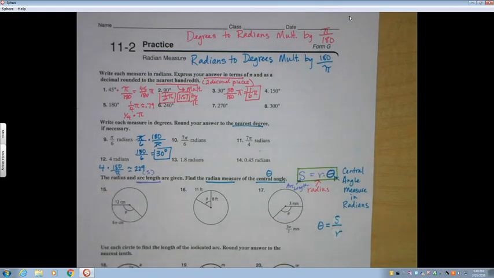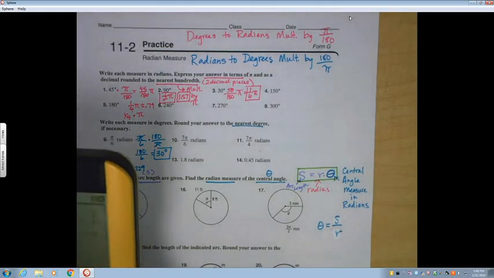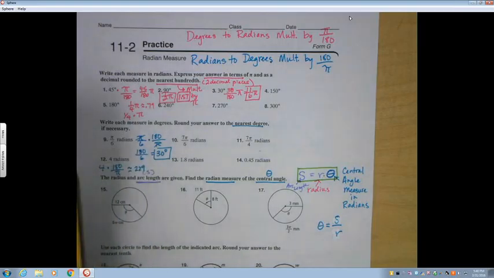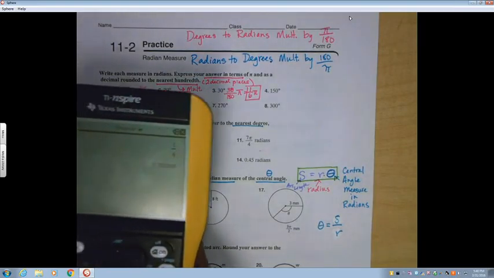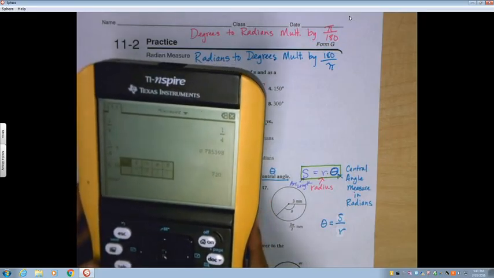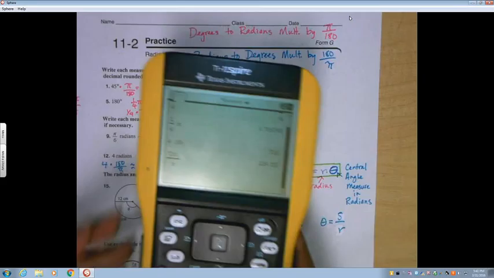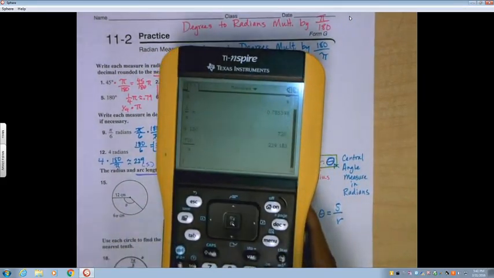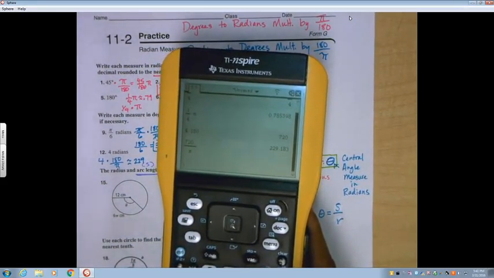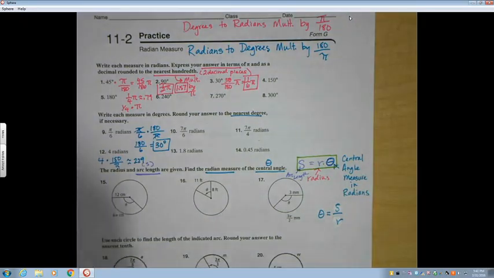Basically, when you do that, you're going to take 4 times 180. I don't know if y'all can see that. And then we get an answer, and then we're going to divide it by pi. And then we're going to round to the nearest hundredths. Or, it's degrees, so that's a whole number. So this is why it's 229. Okay, so that was review.